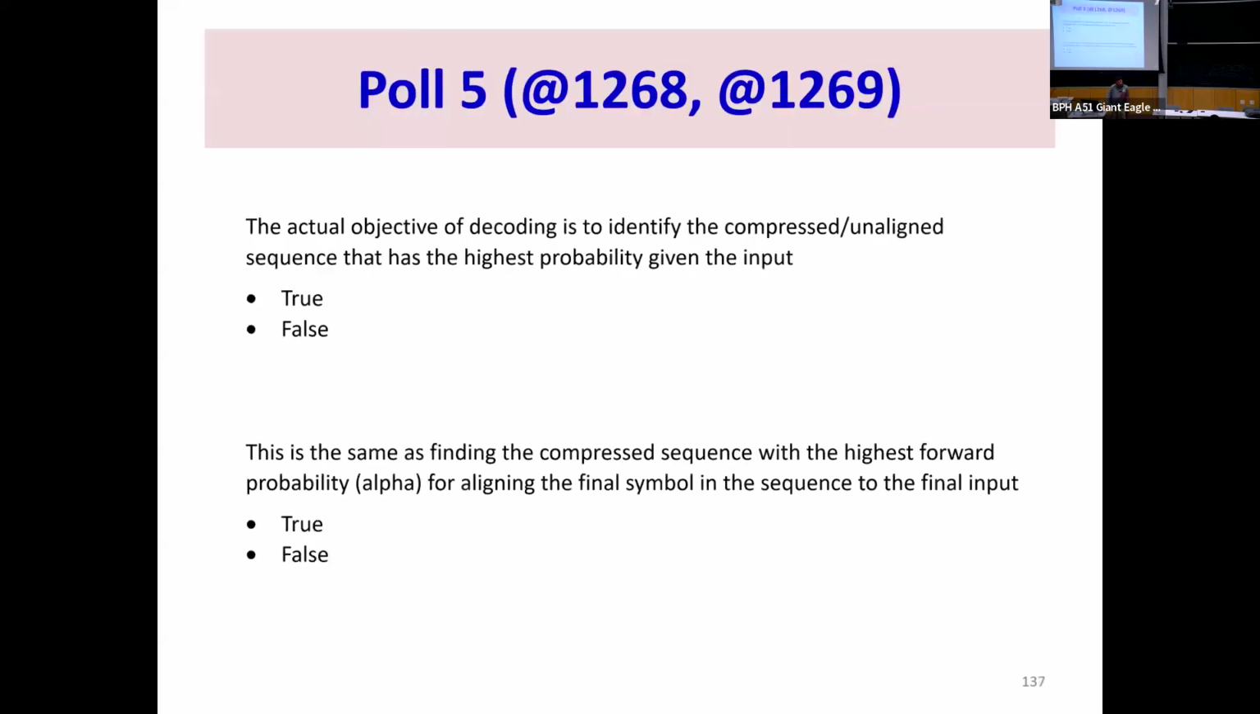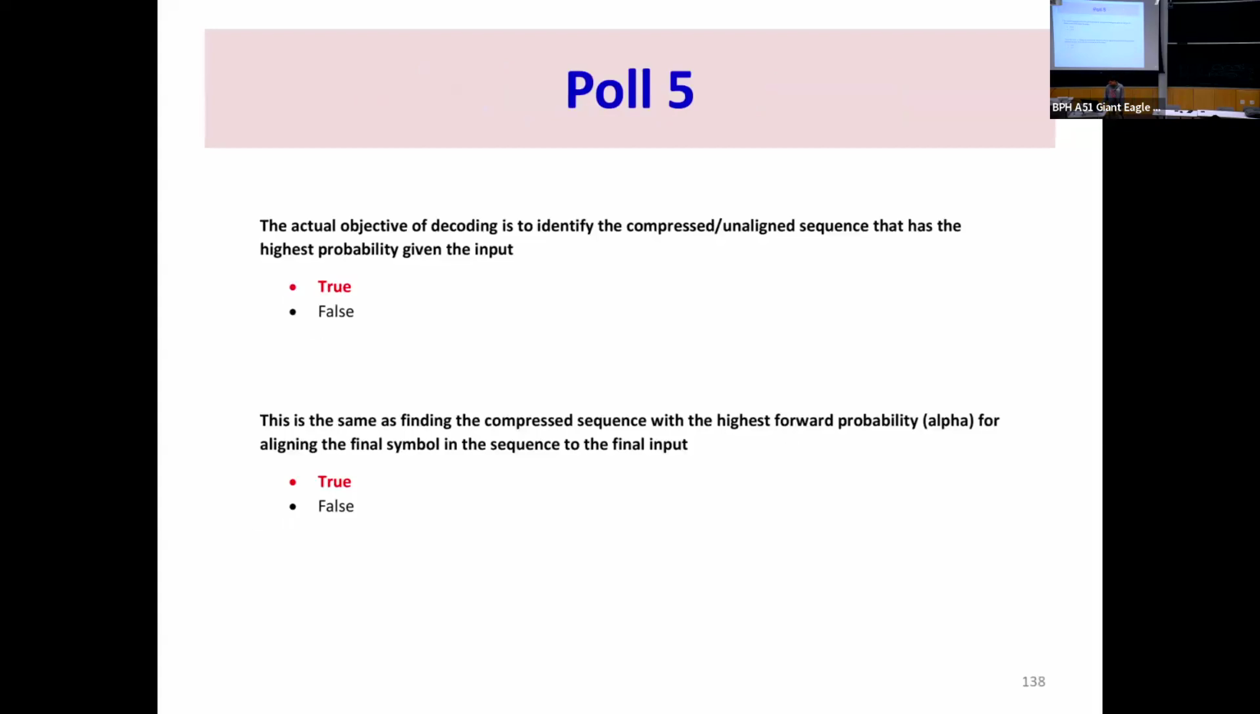I'll skip there. You don't need to answer the poll, but can somebody answer the first question? The actual objective of decoding is to identify the compressed sequence that has the highest probability given the input, true or false? True, right? And the second one, it's the same as finding the compressed sequence with the highest forward probability, alpha, at the final symbol, right? True or false? True. Okay, everybody say true together, please. True. Thank you. I know you're asleep still.